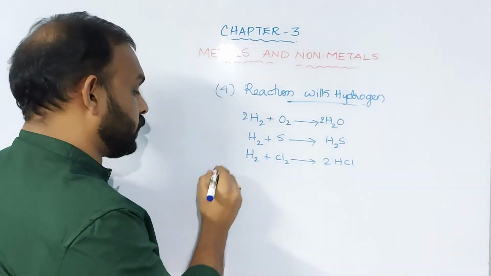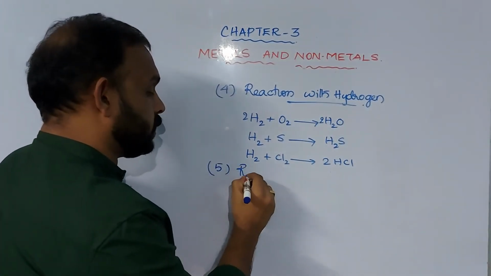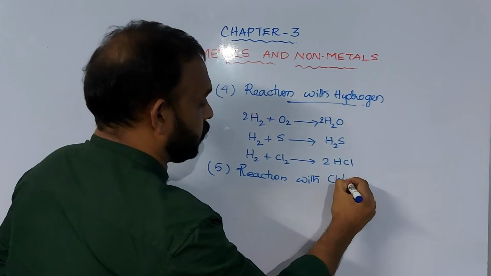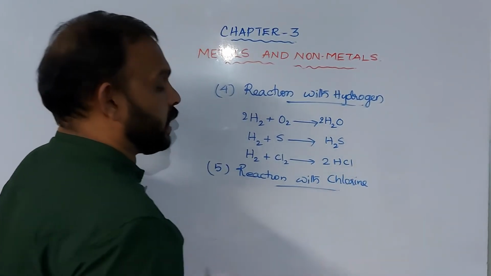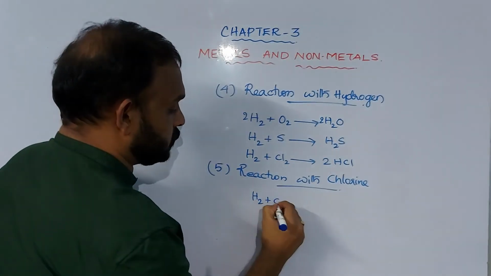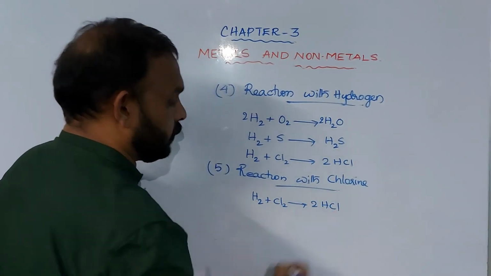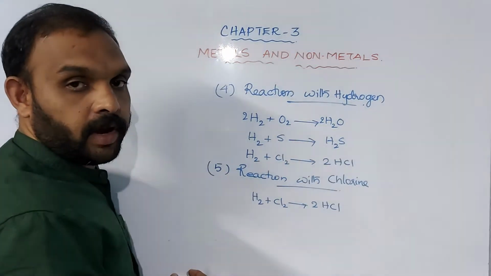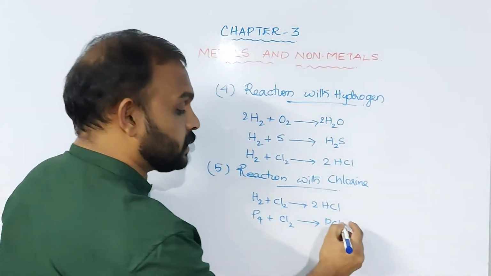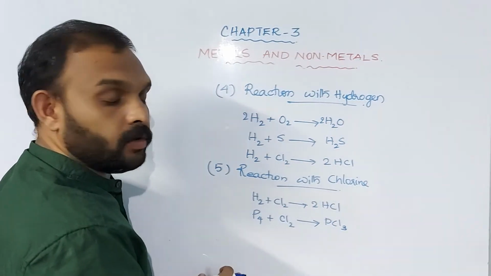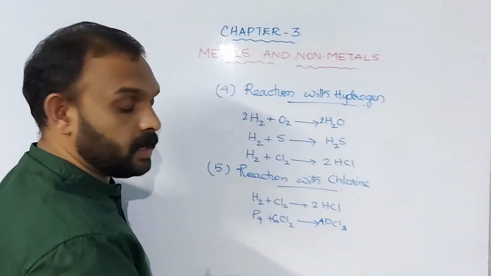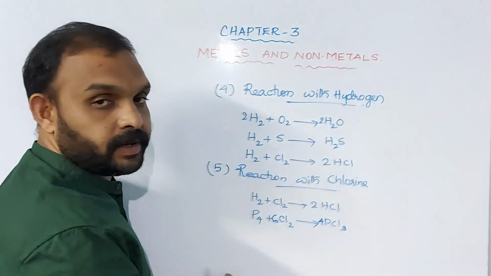Clear? Now another chemical property is reaction with chlorine. Nonmetals react with chlorine to form their corresponding chlorides. This is the example: H2 plus Cl2 gives 2HCl, hydrogen plus chlorine gives hydrogen chloride. Another example is phosphorus plus chlorine gives phosphorus trichloride: P4 plus 6Cl2 gives 4PCl3. That means phosphorus reacts with chlorine to give phosphorus trichloride.